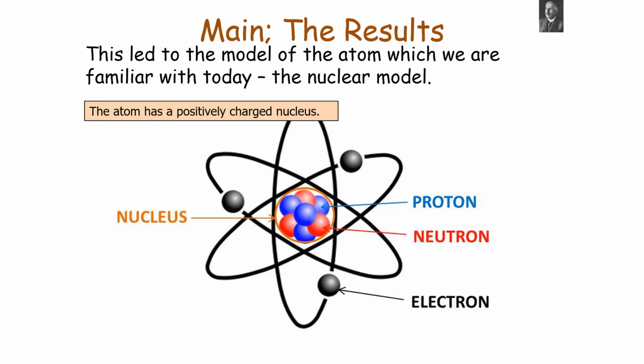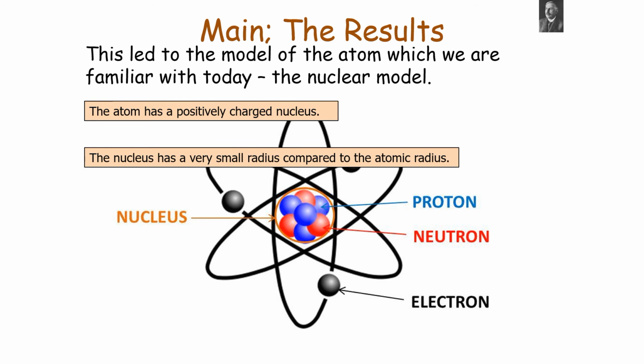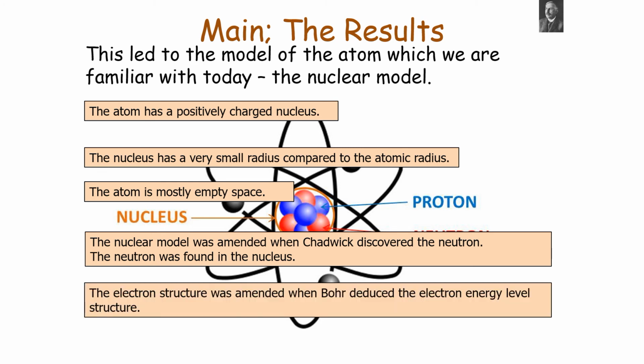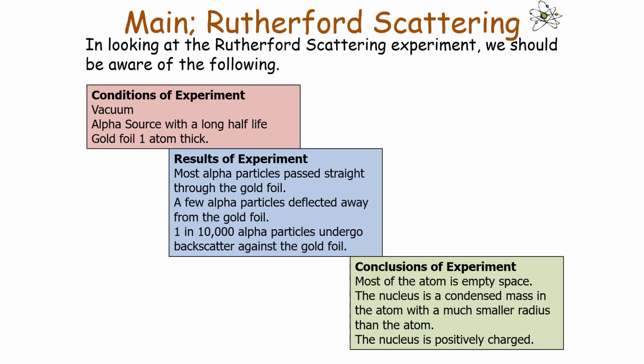So this tells us the atom has a positively charged nucleus, with a very small radius compared to the atomic radius. The atom is mostly empty space, but this nuclear model was amended when Chadwick discovered the neutron, which is found in the nucleus, and the electron structure was amended when Bohr deduced the electron energy level structure. Now, when looking at the Rutherford Scattering experiment, we should be aware of the following.